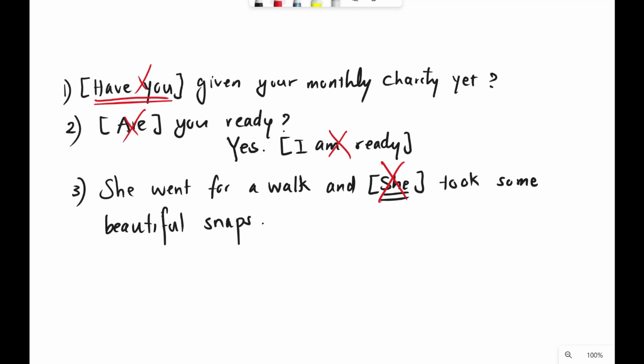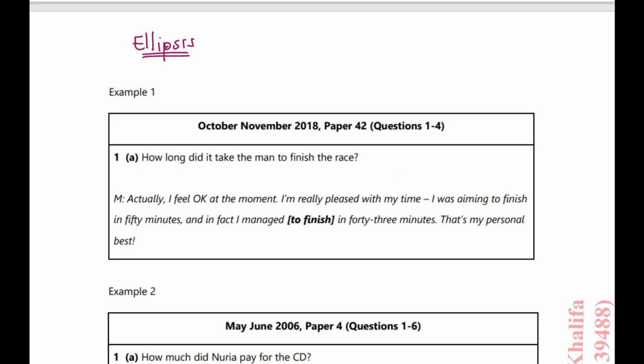Let us see some examples of ellipses in one of the exam past papers. October, November 2018, paper 42, questions 1 to 4. How long did it take the man to finish the race? Male: Actually, I feel okay at the moment. I'm really pleased with my time. I was aiming to finish in 15 minutes. And in fact, I managed in 43 minutes. You don't have to repeat to finish. So that's my personal best.